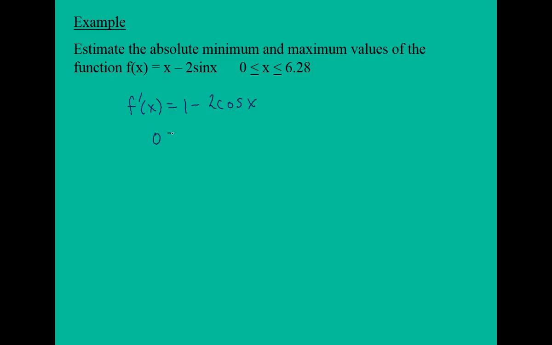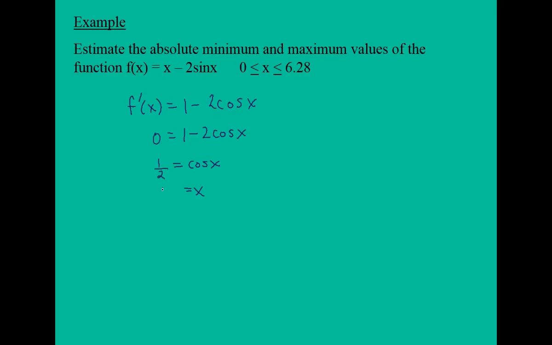If we set this equal to 0, we could solve for x. We would subtract 1 and divide by -2. So we're thinking, the cosine of what angle equals 1/2. So we could find our critical numbers.